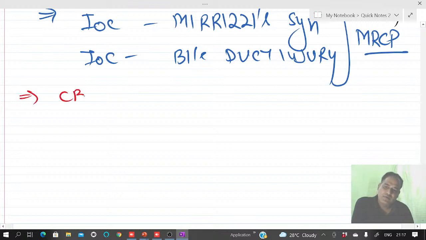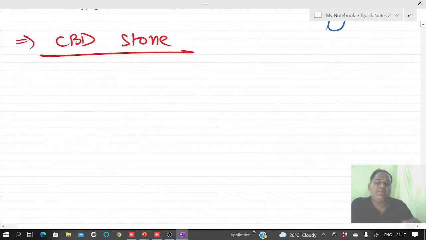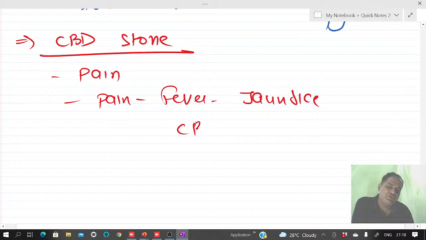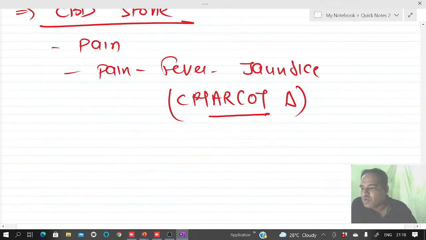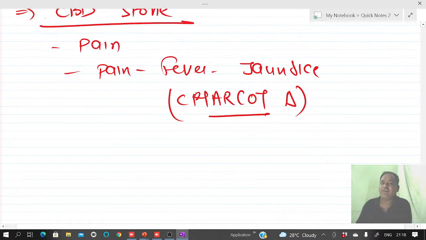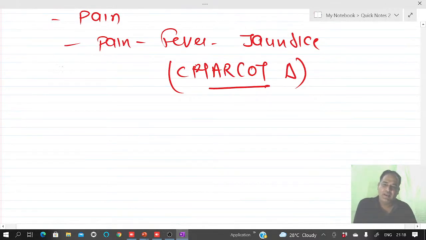Now, CBD stones, common bile duct stones. The most common clinical feature is pain, but it may also give rise to pain, fever, and jaundice. Now, this is similar to Charcot triad, because the stones will cause it. No, ERCP. See, buddy, I have asked you the investigation of choice. Make no mistake. If they ask you gold standard investigation, remember there will be some risk to your patient while you are doing that investigation. If they ask you investigation of choice, this investigation will be much more comfortable for your patient.